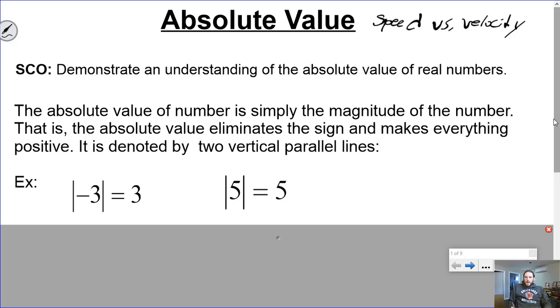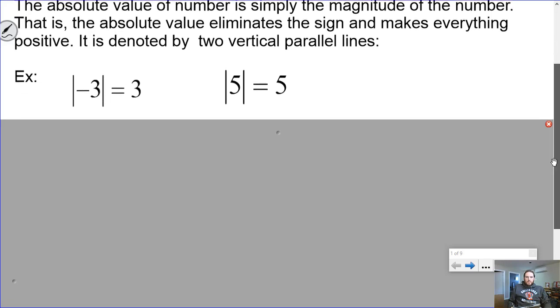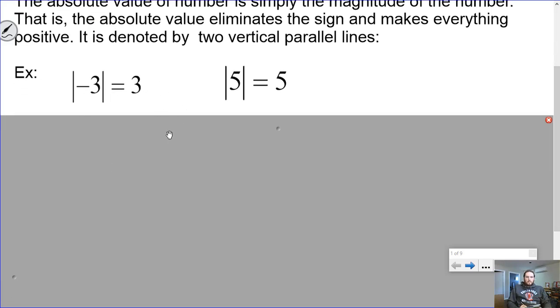With absolute value, these two vertical brackets, we take something that has a sign and just look at its size. So negative 3 has a size of 3, and positive 5 has a size of 5. When we take the absolute value, all we really care about is the positive, or just how much that thing is worth.